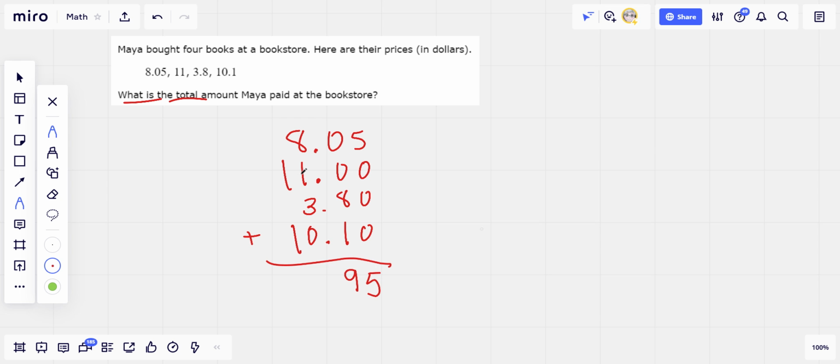Here we have 8 and 1, that's 9, plus 3 is 12. So we'll put the 2 down and carry the 1. And here we have 1, 2, 3. And we'll put the decimal point right there. So Maya paid $32.95 for the 4 books at the bookstore. So that's a little bit of work with word problems requiring you to add decimals and whole numbers.